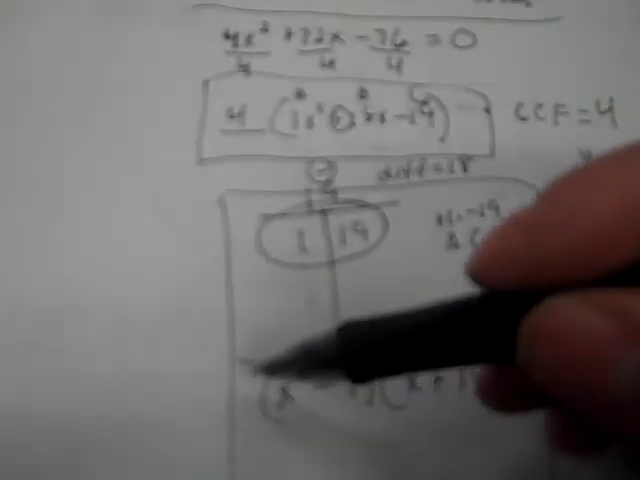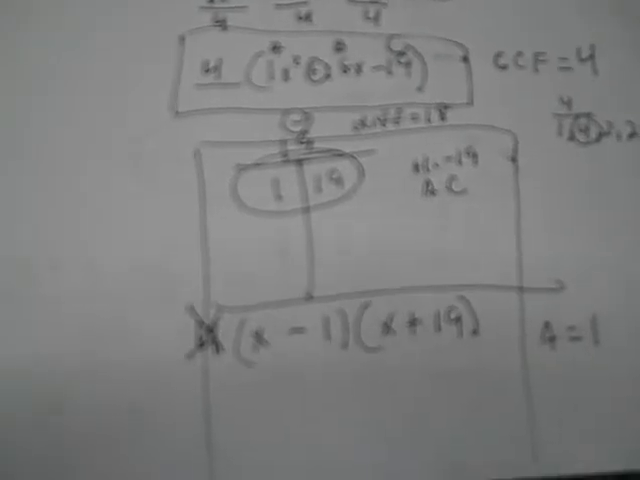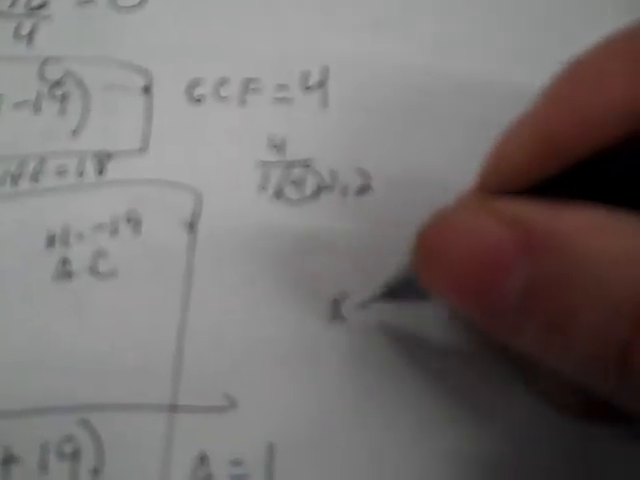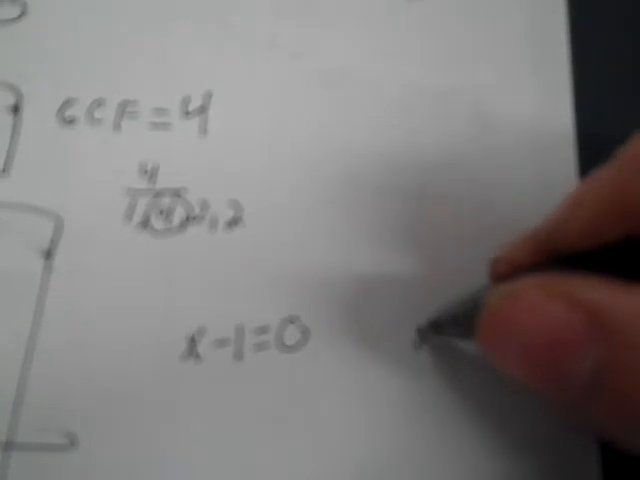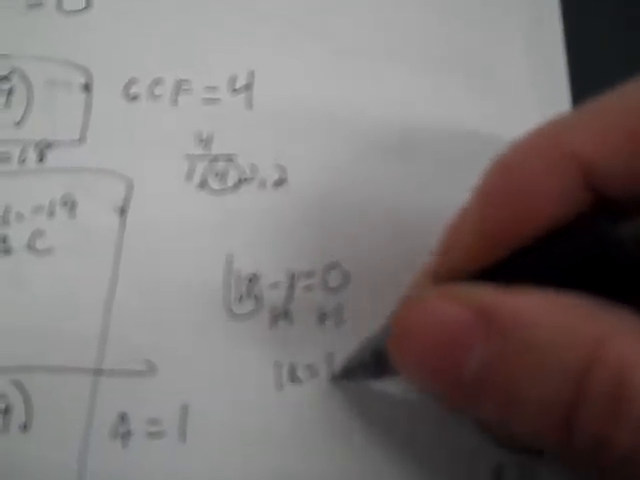Now, we did have our GCF here of 4, so what I do with that 4 is I bring it down here, but if it doesn't have an X, I really don't use it to solve, okay? So x minus 1 equals 0. X plus 19 equals 0. Plus 1, plus 1. 1x equals 1, so I get 1. Minus 19, and 1x equals negative 19. Okay, now the positive answer is the real answer.